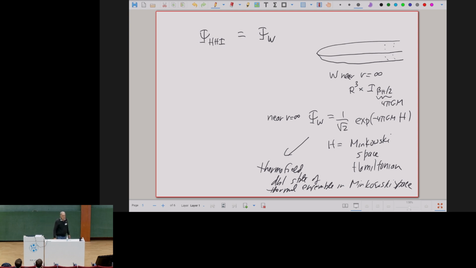So near infinity, it's obvious that this is the thermofield double state of the radiation, the black body radiation near infinity. But what I want to claim is that it's actually the thermofield double state of the whole system, including the black hole. And the steps for proving that are going to be exactly the same as they were for both Rindler space and de Sitter space.